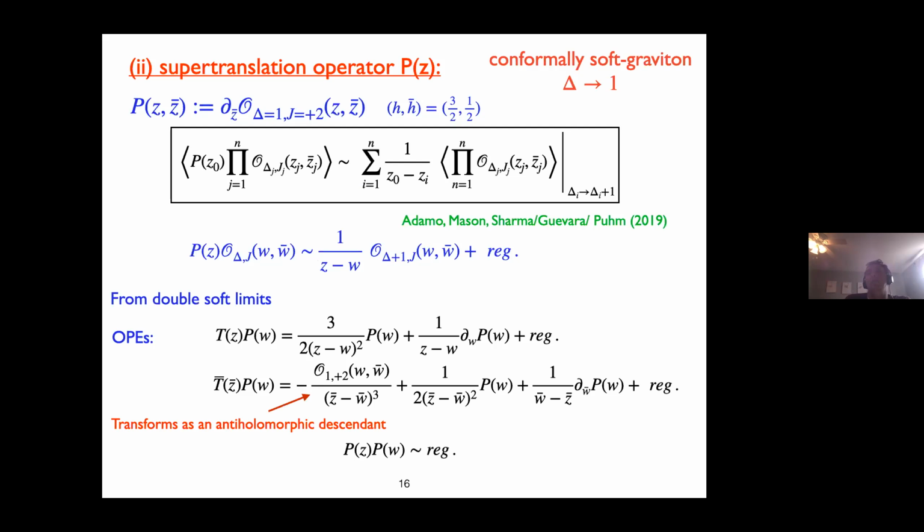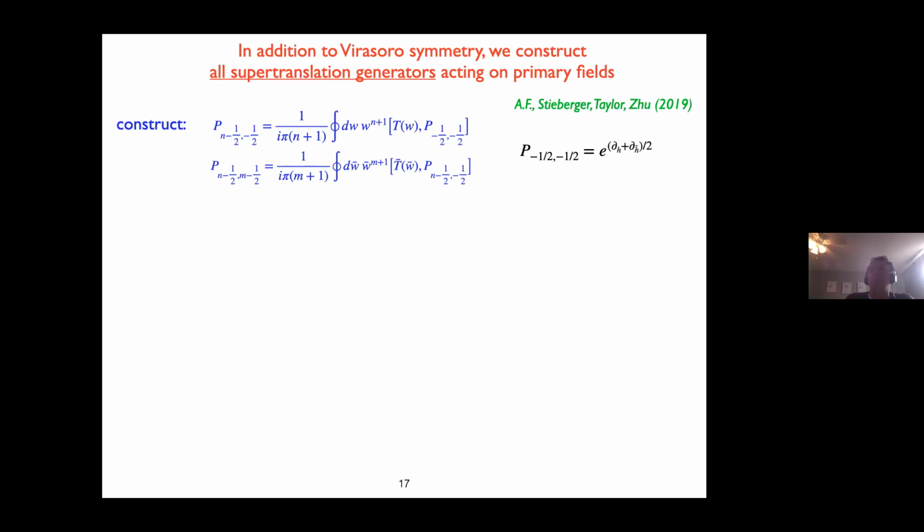You can check the conformal properties of this operator and find that indeed it is a primary from the holomorphic side, but it transforms as a descendant from the antiholomorphic side, as a level 1 descendant, as we say. Okay, so everything is consistent. You can find also that these two P's give you a regular OPE, therefore, in a sense, we say they commute.